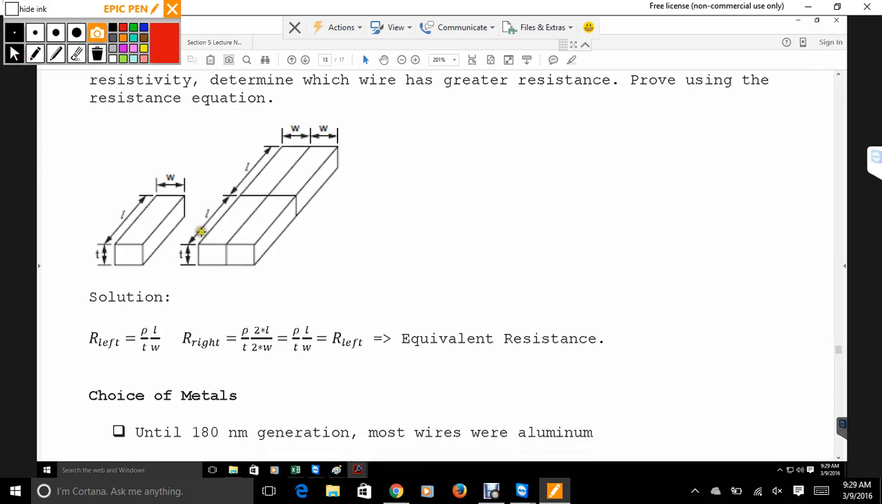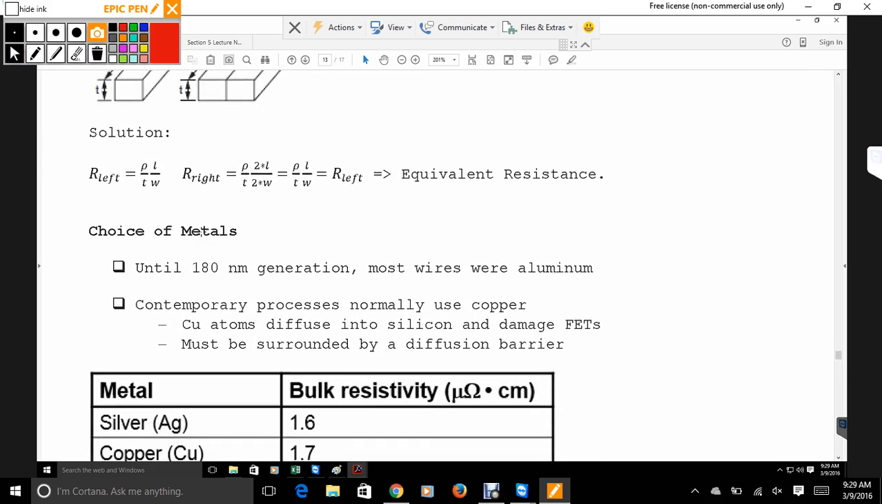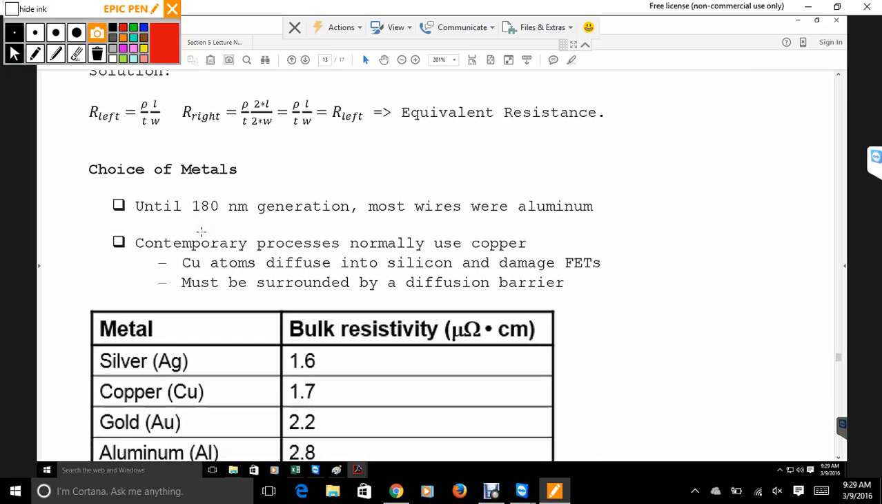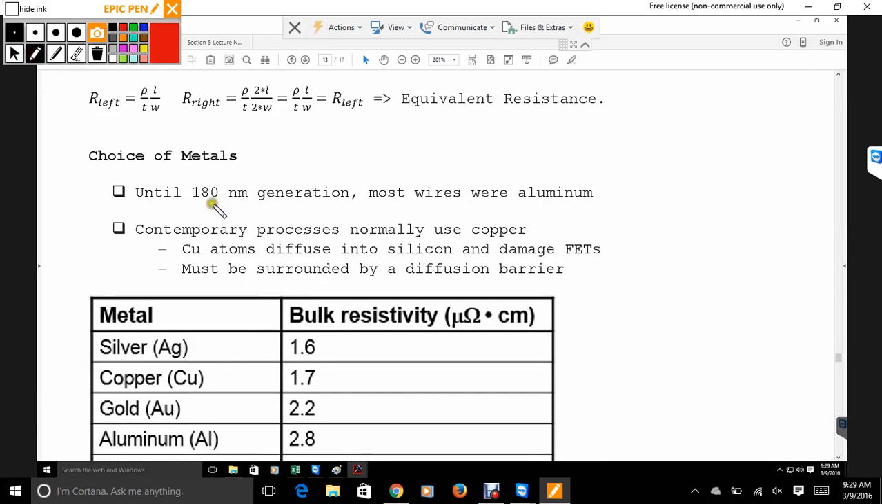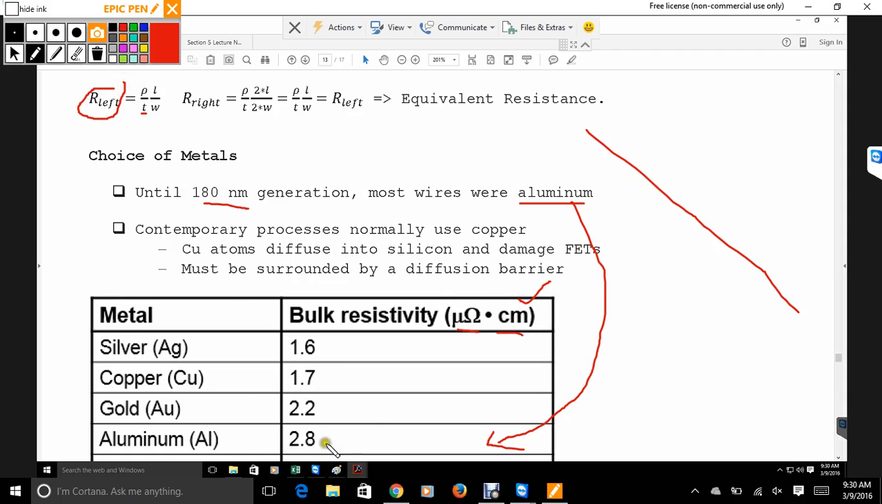All right, so I'm going to scroll past the diagram. What we're going to talk about is after 180 nanometers, so we're now dealing with Moore's law consequences. Before that, they were basically all aluminum. You're going to see aluminum's bulk resistivity is in microohms per centimeter. Thickness is a distance, so they end up canceling out. That's how we get resistance. So the resistance becomes 2.8.